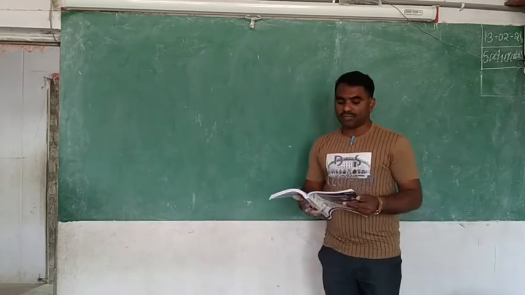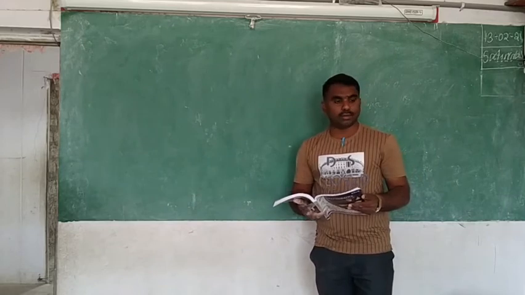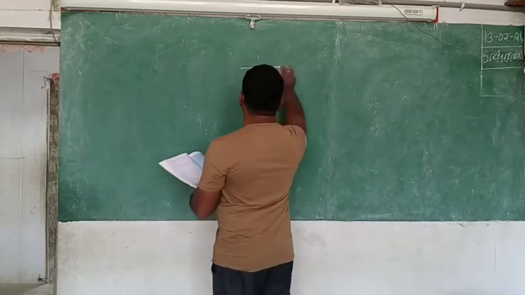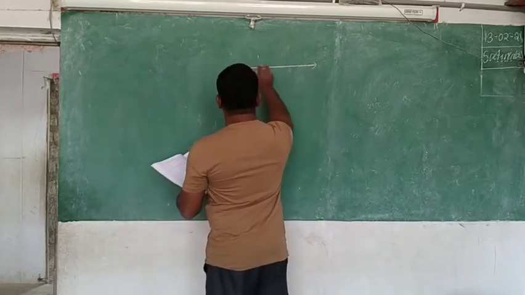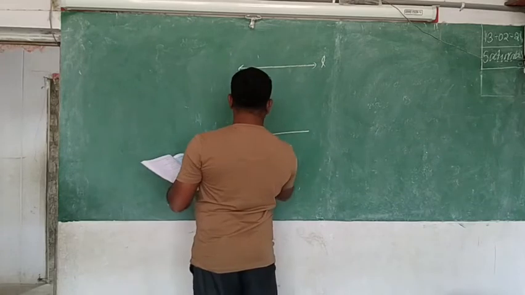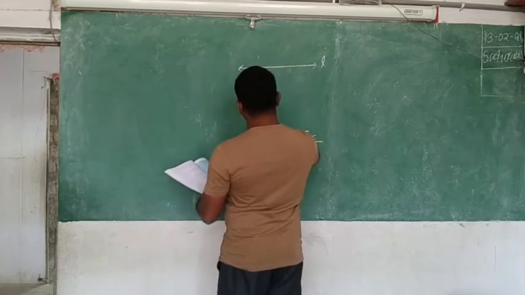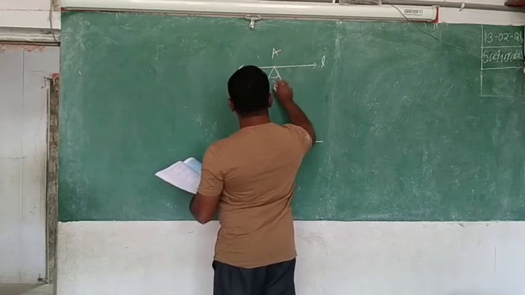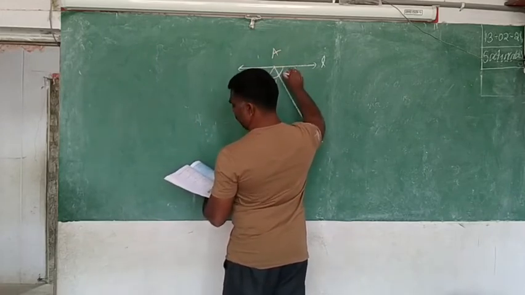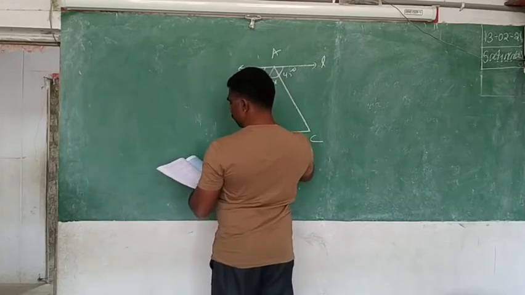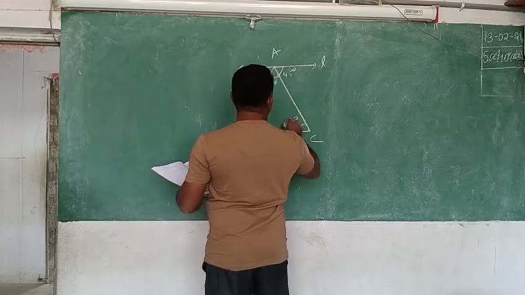Find the measures of x, y, z in the figure where L is parallel to BC. Observe carefully. First of all, the picture is given like this. This is L and it is BC and it is A. Here it is x. Here it is 45. Here it is 75 and it is y and it is z.